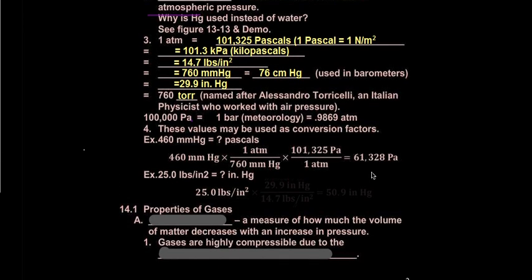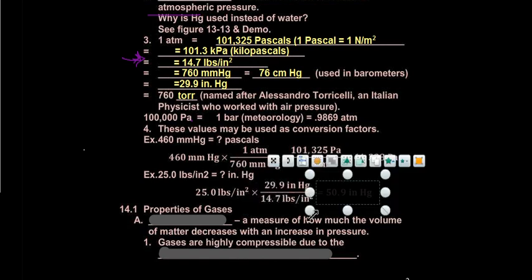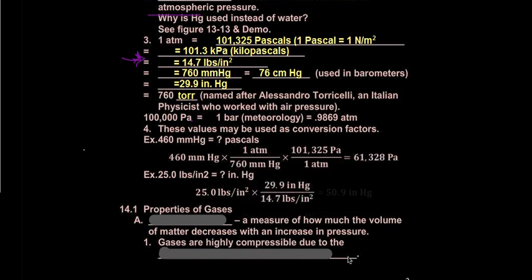We know the 14.7 pounds per square inch from right here is equal to 1 atmosphere. And so we can set the 14.7 pounds per square inch equal to 29.9 inches of mercury, and we're left with 50.9 inches of mercury as the conversion.